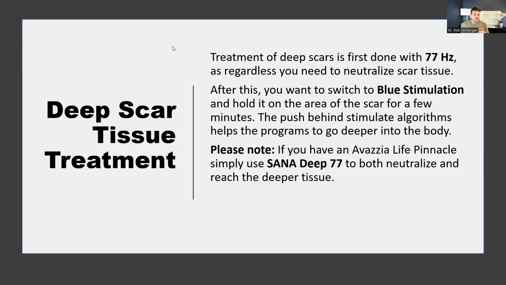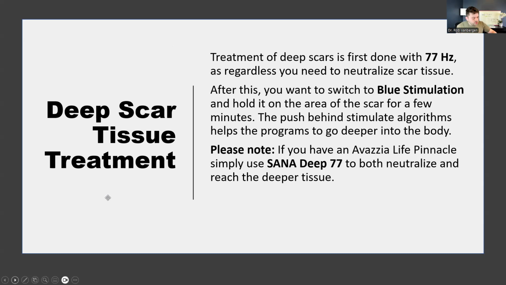With this, because it doesn't have the varying pulses in it, you can actually paint with this over the area, and it's going to be going deeper without needing to hold it in place. Although, of course, you can also hold it in place too, if that's what you want to do. So that is deep scar tissue treatment in a nutshell. It's very, very easy to do.